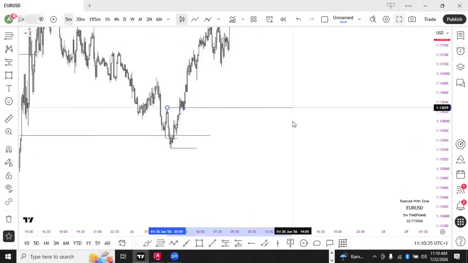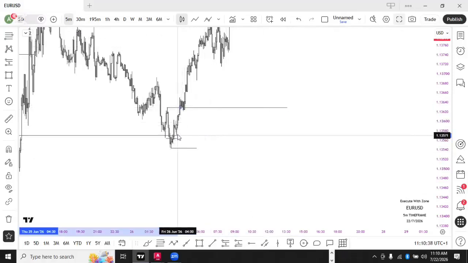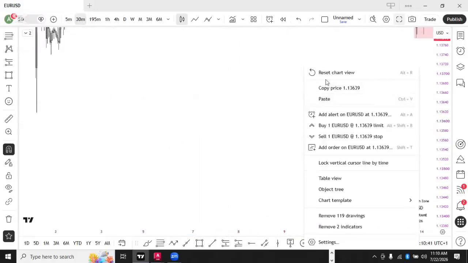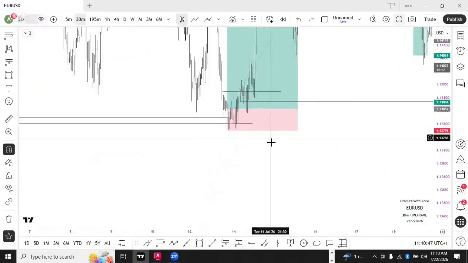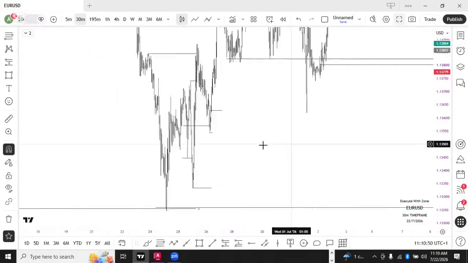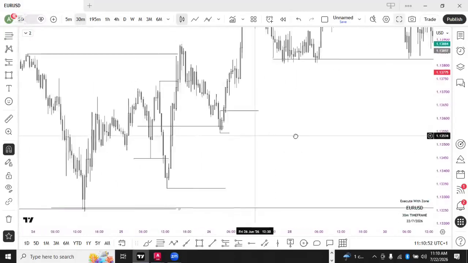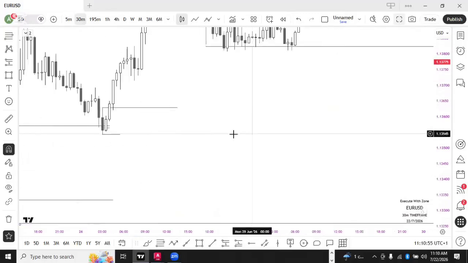Then you can just drag it a little bit like this. Then I'll move to my what? 30 minutes. What did I want to do on 30 minutes? I want to look for that specific key level that can push price. So can you see the way I'm framing the buyers?